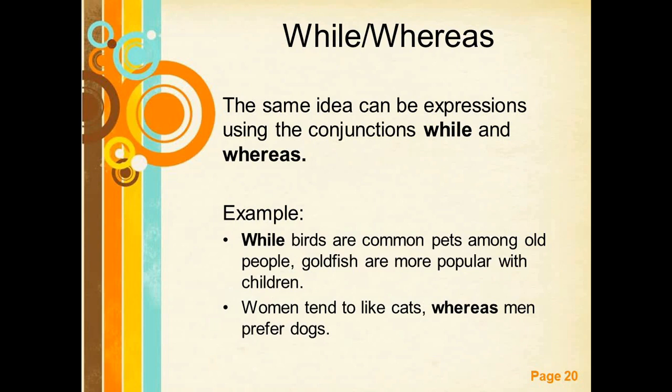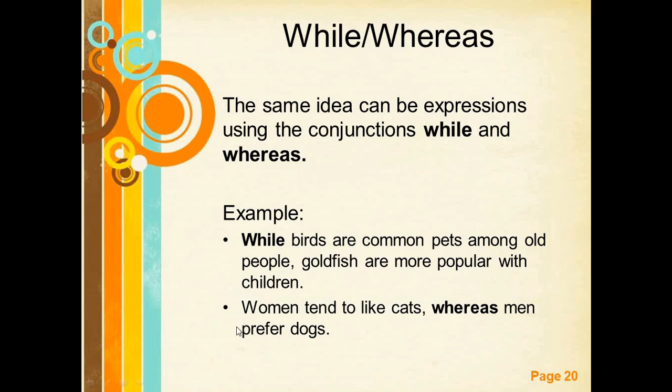While and whereas have the same meaning, but they're going to be used differently. We can use them basically interchangeably, which means we could replace one with the other. For example, while birds are common pets among old people, goldfish are more popular with children. In this case, we say while first, but we could replace it with whereas. Whereas birds are common pets among old people, goldfish are more popular with children.